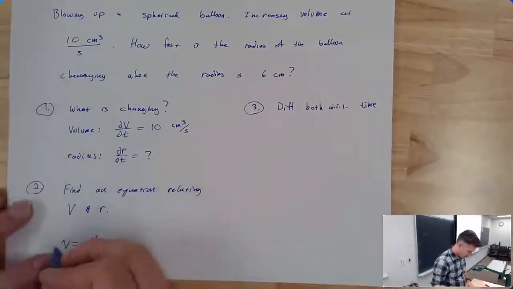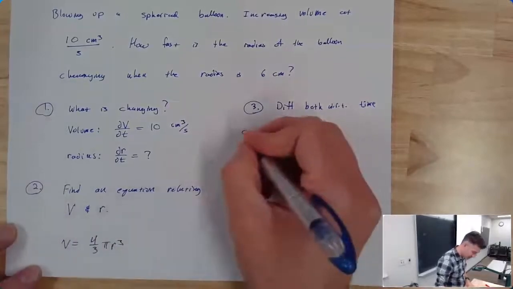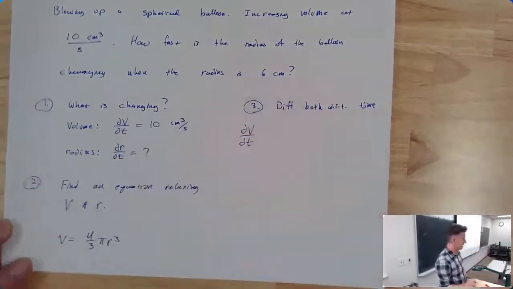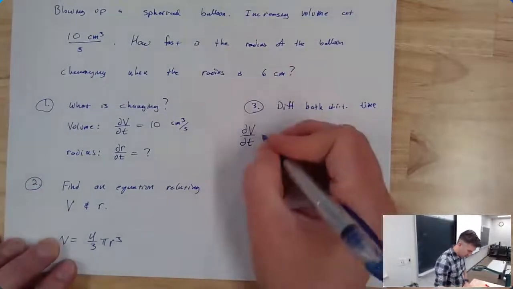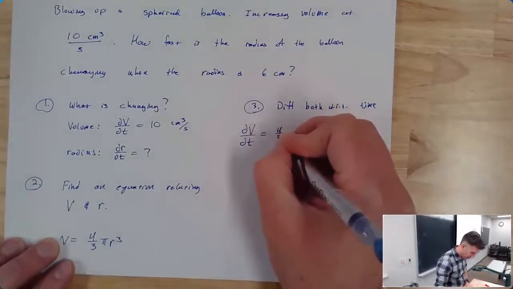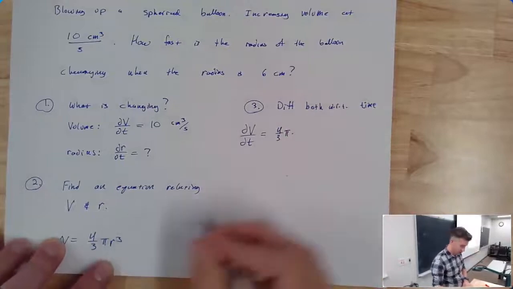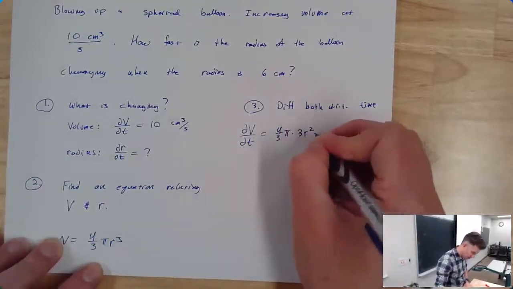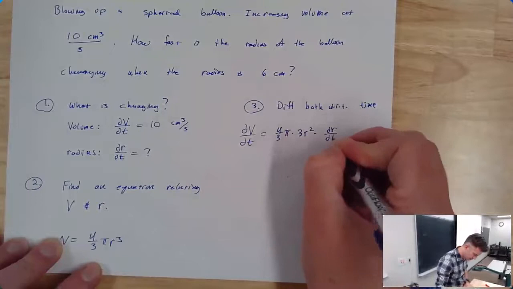So then the derivative of volume is dV/dt, and the derivative of 4/3 pi r cubed is 4/3 pi times the derivative of r cubed, which is 3r squared times dr/dt.